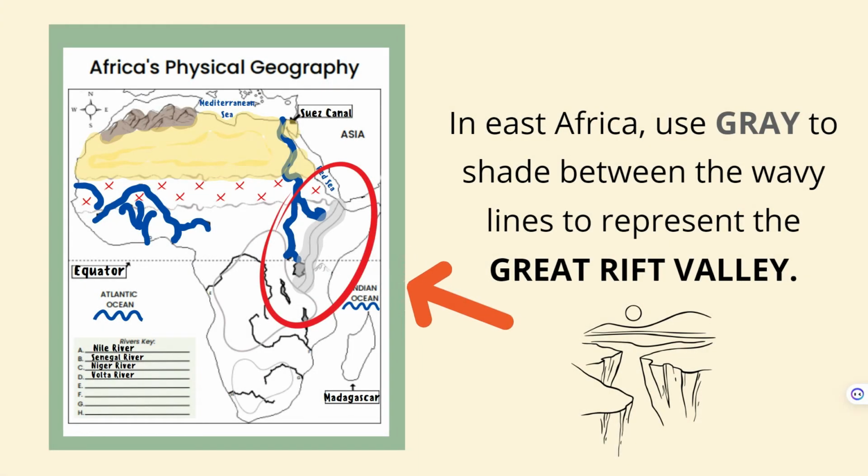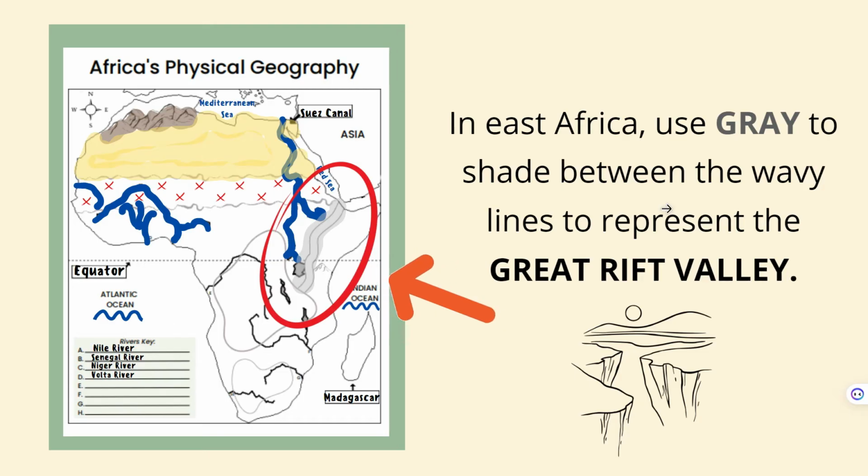We are now moving on to East Africa. Please pick up your gray colored pencil. Find the area that has 2 wavy lines to the east of the Nile River. On my map, it's circled in red and has an arrow pointing to it. We're going to shade in between these 2 wavy lines to represent the Great Rift Valley.